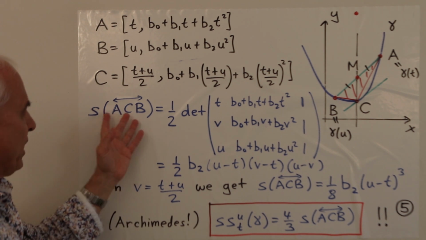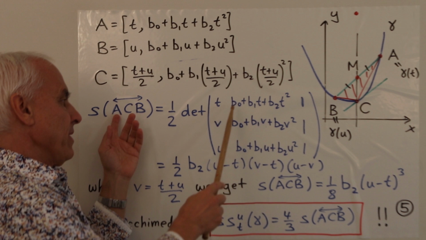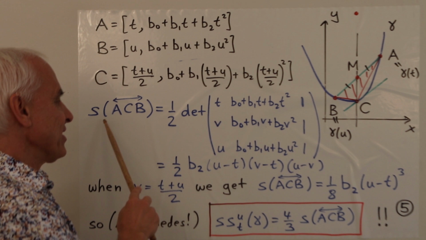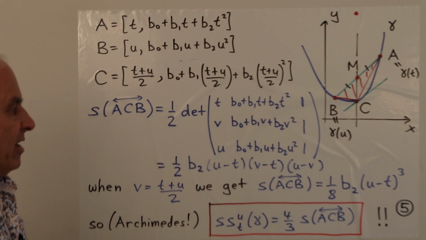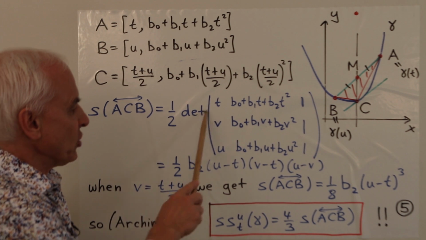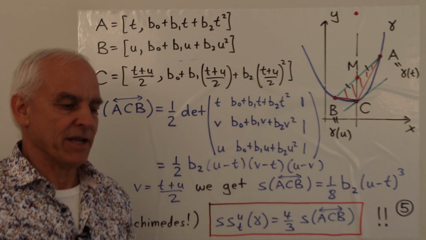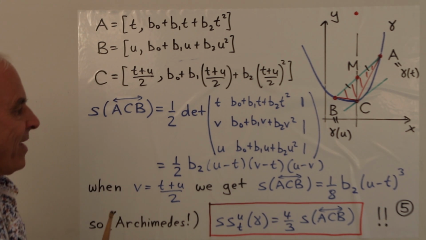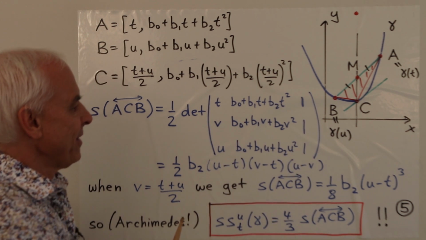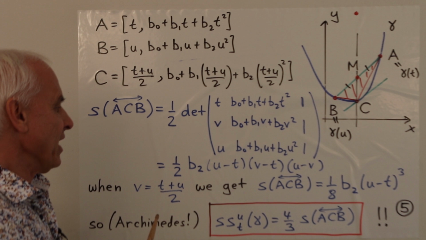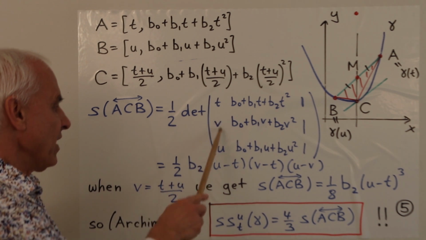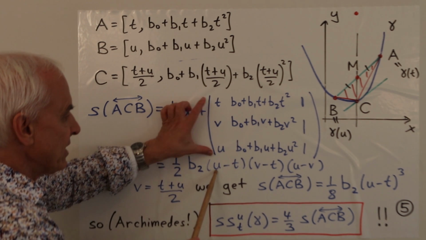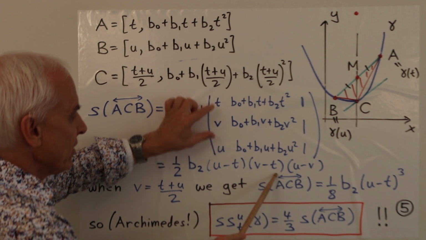Now, if we have 3 general points, gamma of t, gamma of v, and gamma of u, then the signed area of that triangle, ACB, the oriented triangle, is 1/2 of the determinant of this 3 by 3 matrix. That's another way of expressing the signed area of an oriented triangle. And when we work this out, it's a nice sort of alternating expression in t, v, and u. It's 1/2 of b2 times u minus t times v minus t times u minus v.